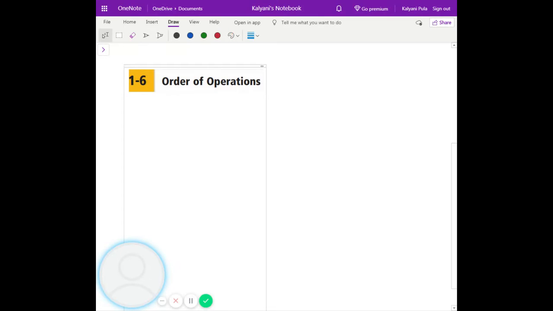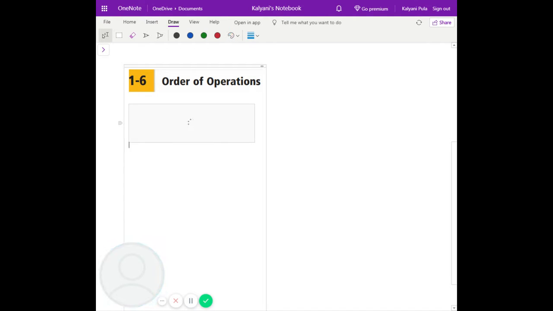Order of operations is a really important concept. It comes up in Algebra 1, Algebra 2, Geometry. It doesn't matter what math you do, you will see this order of operations everywhere. So I suggest you pay close attention to it, and if you have any questions at any time, ask me. Okay, so I'm going to put that up right now.